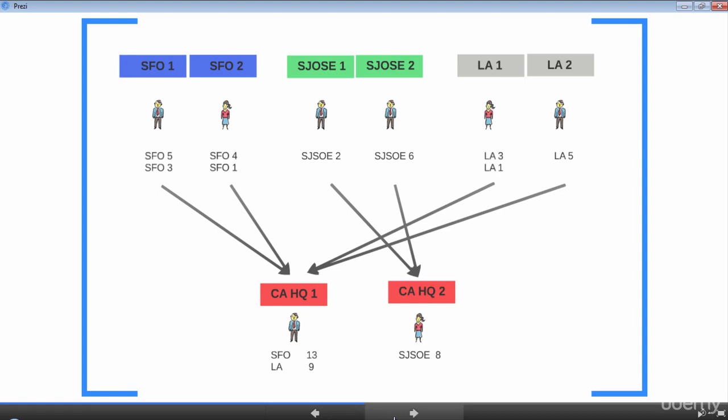So what can we do? Simple. We can instruct census takers in SFO 1 and 2 to send their results to either headquarters 1 or headquarters 2. Similarly, we should instruct census takers for San Jose and LA. They should either send it to headquarters 1 or 2. Problem solved. You try with this model and again you did it.